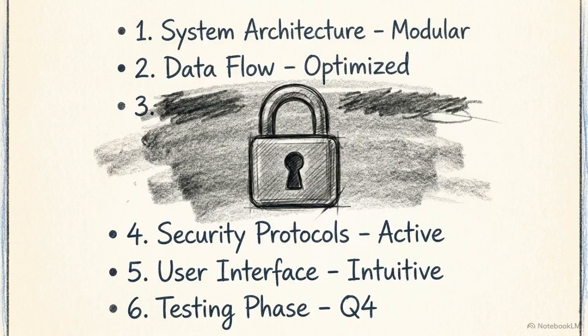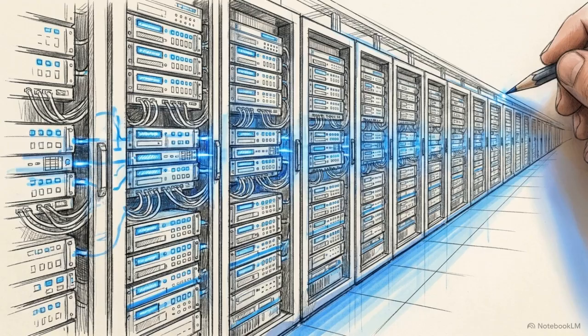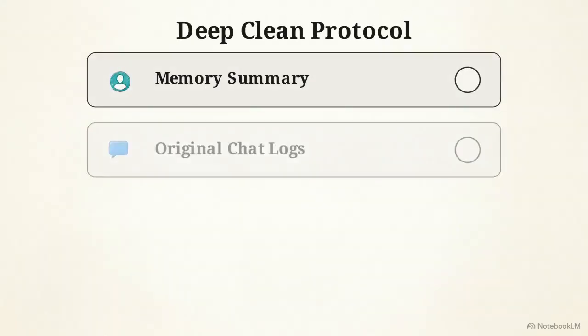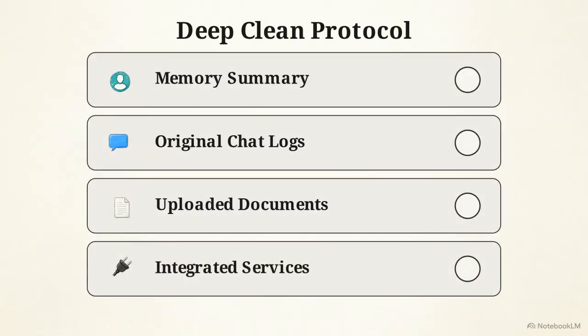Telling the memory summary to forget a detail stops the AI from bringing it up, but it doesn't actually delete the underlying data from OpenAI servers. This checklist illustrates the 4-step protocol required to completely scrub sensitive information. Step 1, as we covered, is removing the item from the memory summary. Step 2, hunt down the original conversation where data was shared and delete that chat log.